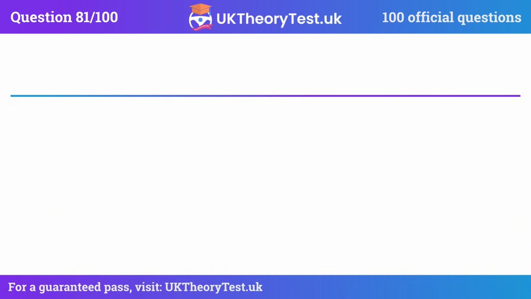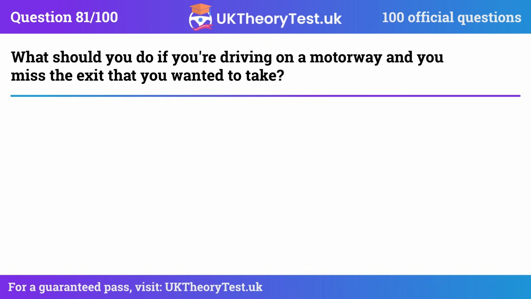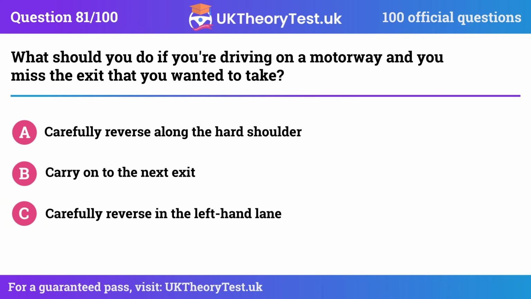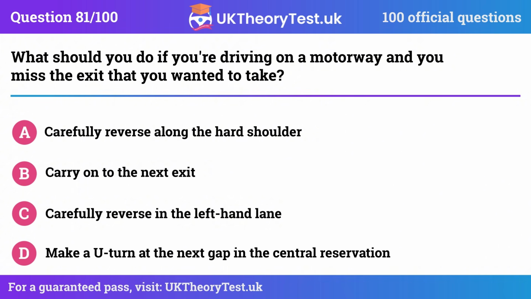Question 81. What should you do if you're driving on a motorway and you miss the exit that you wanted to take? A. Carefully reverse along the hard shoulder. B. Carry on to the next exit. C. Carefully reverse in the left-hand lane. D. Make a U-turn at the next gap in the central reservation.